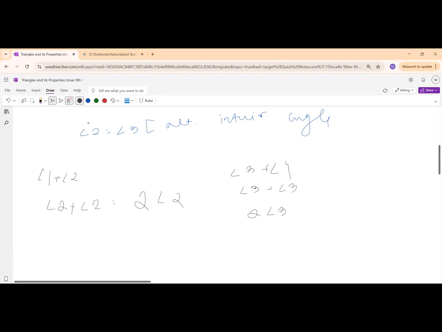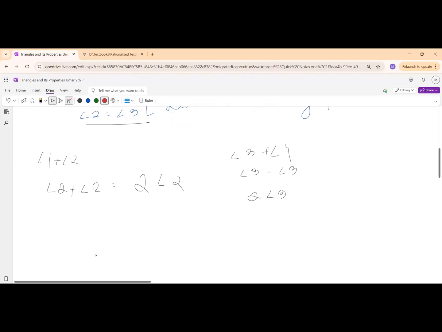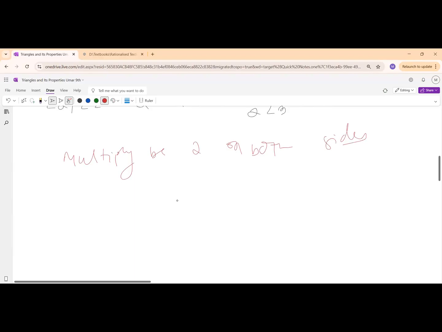Now what I'm going to do is multiply by 2 on both sides. So twice of angle 2 is equal to twice of angle 3. Now twice of angle 2 I can write as angle 1 plus angle 2, and twice of angle 3 I can write as angle 3 plus angle 4. Right, Umar? Got it?